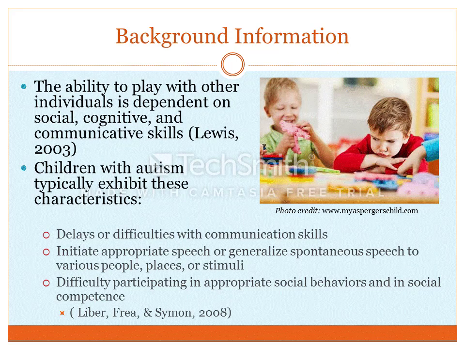In order to play with other individuals, it is dependent on these skills. You need to be able to socialize, have cognitive skills, and express communicative skills. But children with autism typically can have difficulties interacting with others. Some reasons they have difficulty interacting with others are delays or difficulties with communication skills. They also have issues with initiating appropriate speech or generalizing spontaneous speech to various people in different places or using different stimuli. Individuals with autism also have difficulty participating in appropriate social behaviors and in social competence. That means relating with their peers.